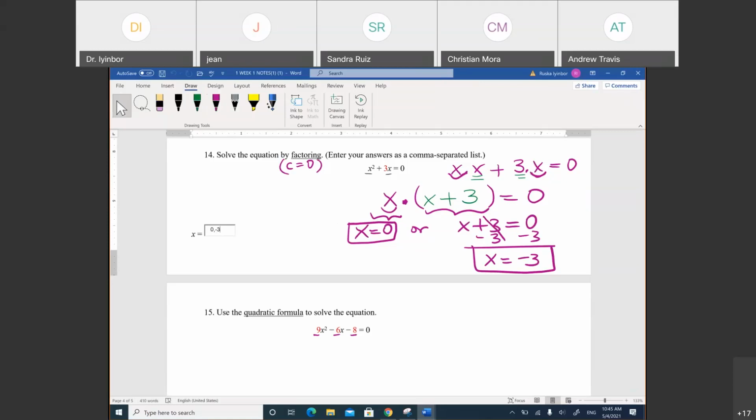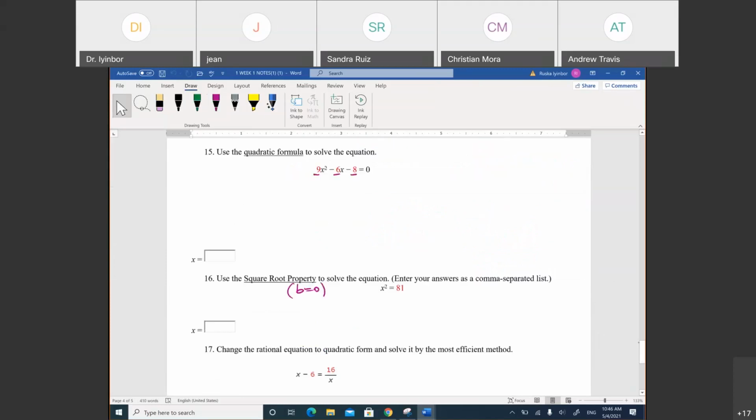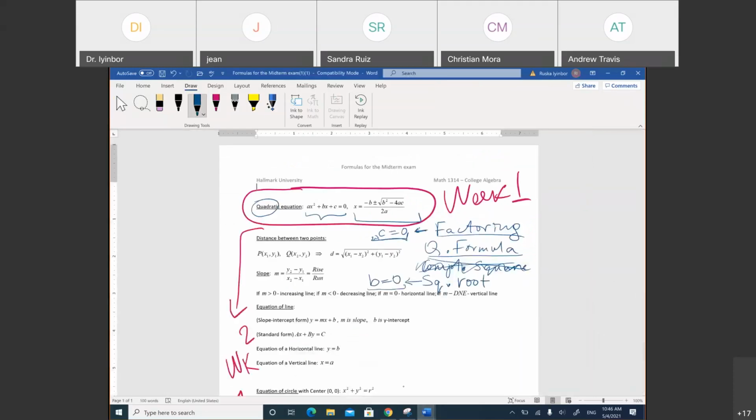Everybody understand factoring? Yes. Everybody good? So just pull out x and solve it equals 0. Then the next method I'm going to show you is the quadratic formula. The quadratic formula is just following the given formula. You're going to get a, b, and c, the number in front of x squared, the number in front of x, and the number by itself, and then follow this formula.